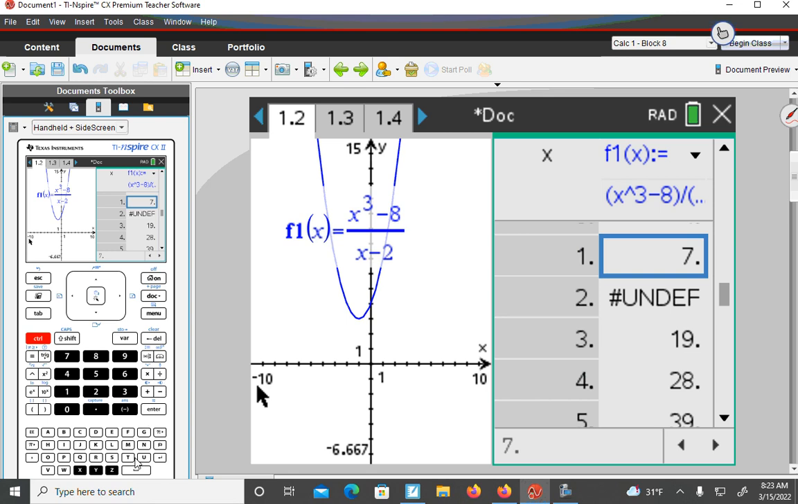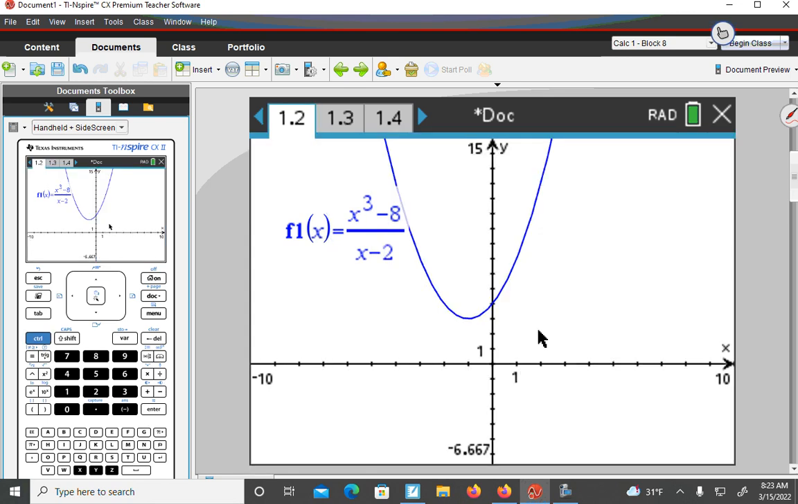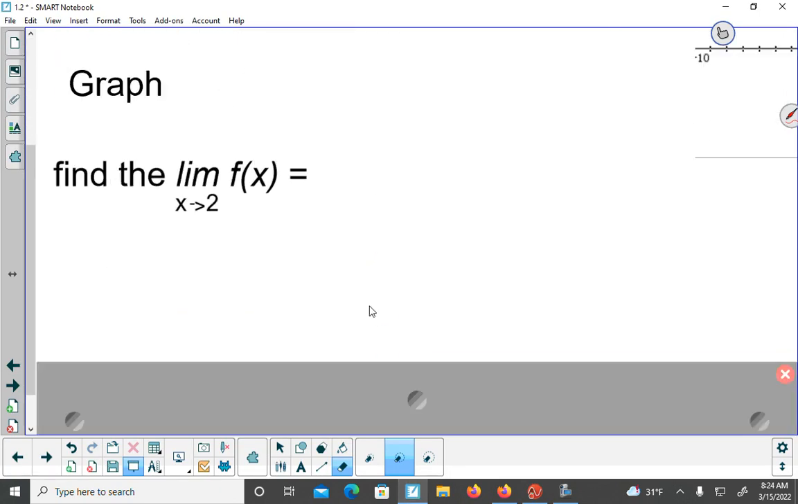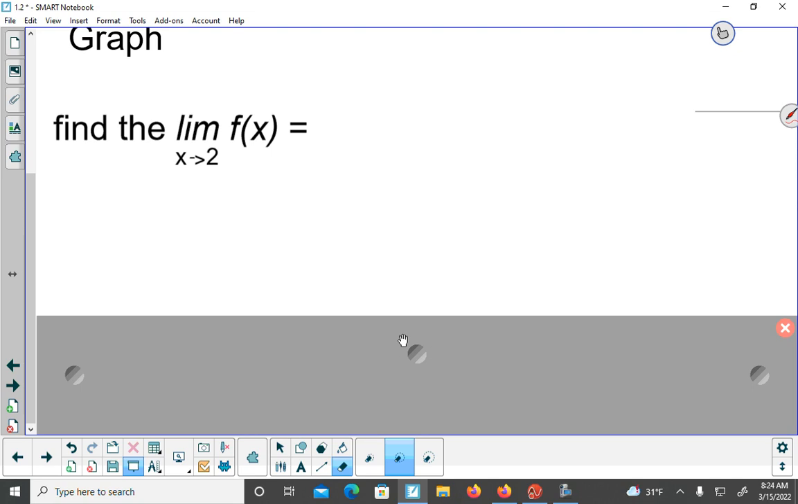If I look at this graph, it looks like as I'm approaching 2, there's definitely a value. I'm going to guess about 12 just based on the graph, but now I'm going to do what's called finding it numerically. To find it numerically, I want to pick values to the left of 2 and to the right of 2. And by picking values, I don't mean like 1 and 3. That's too big of a gap.